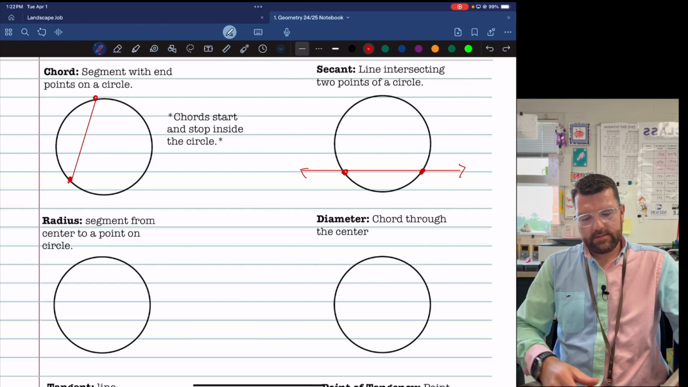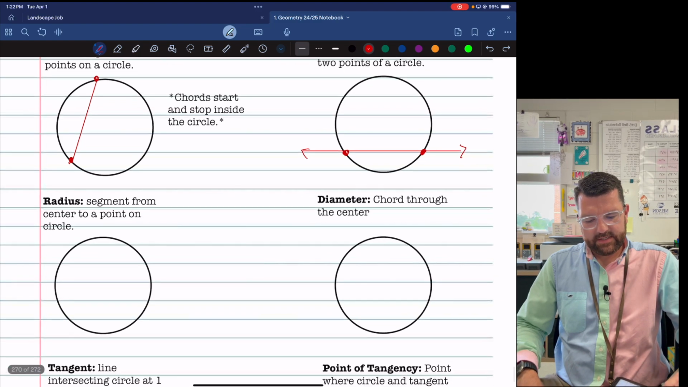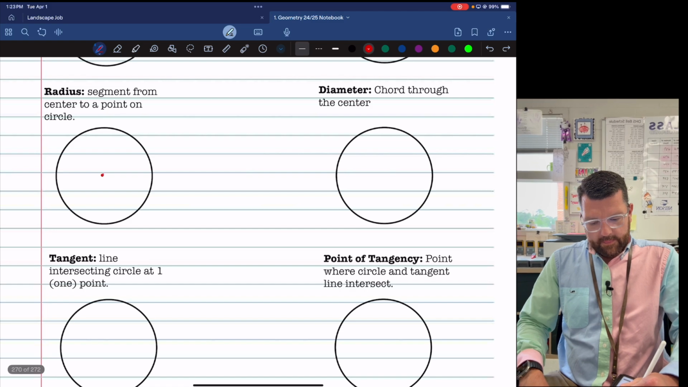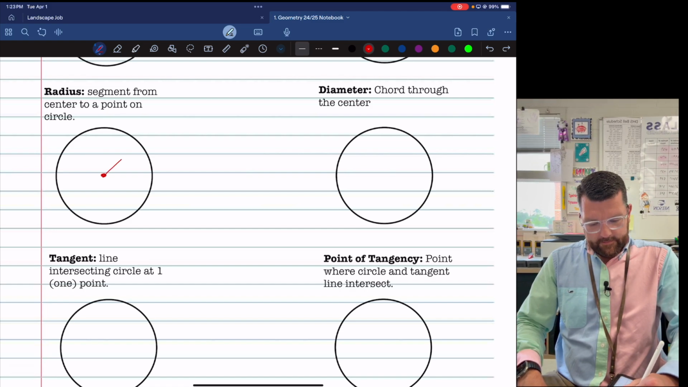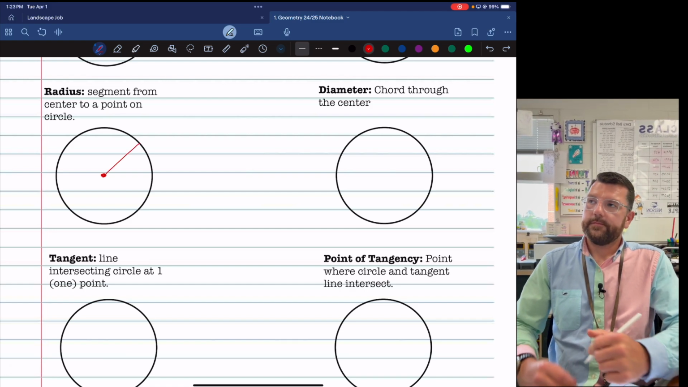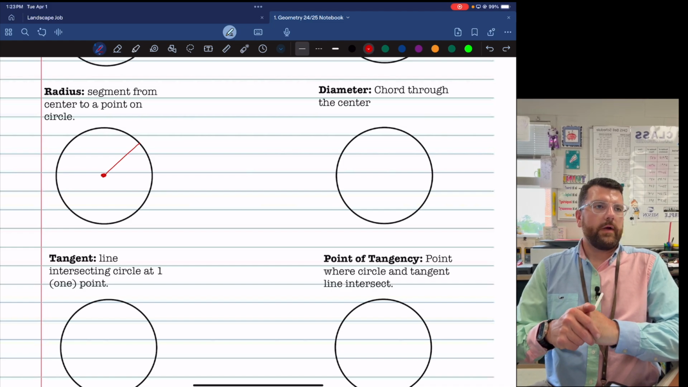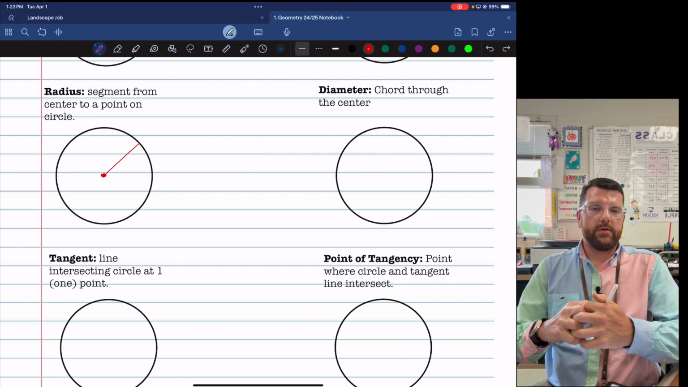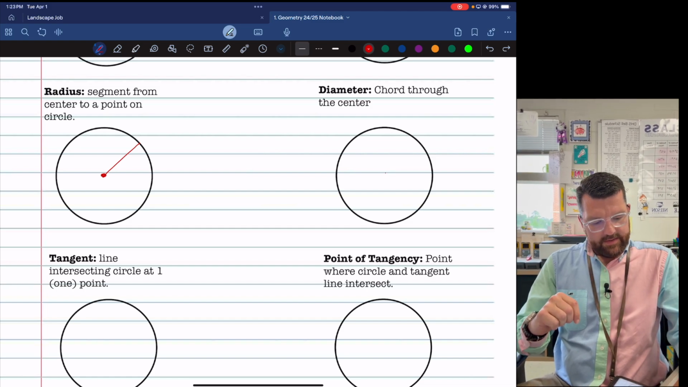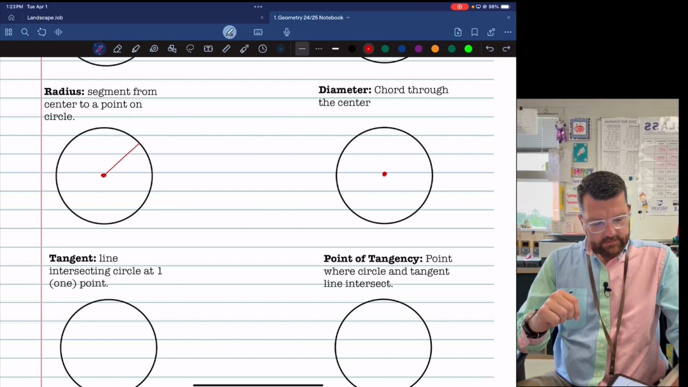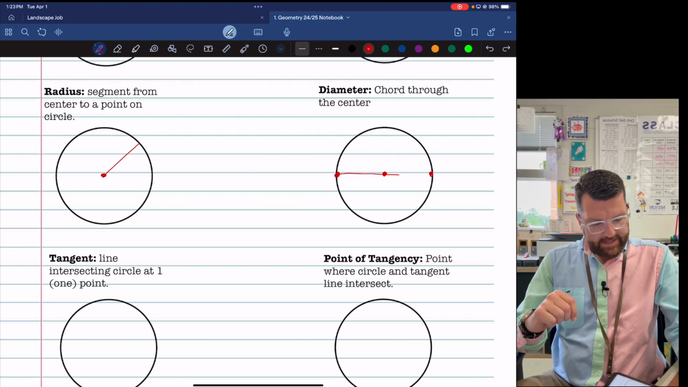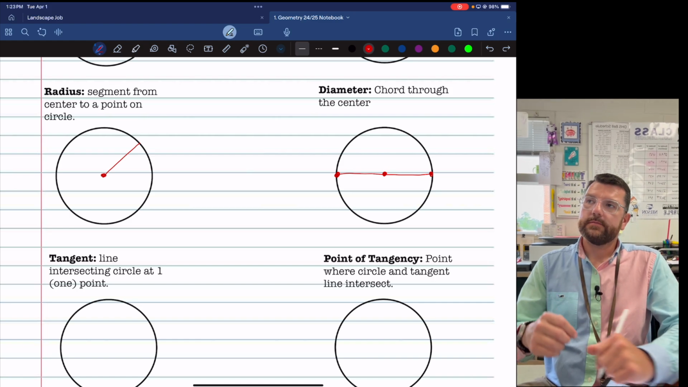A radius is a segment from the center to a point on the circle. And then your diameter is a chord that passes through the center.